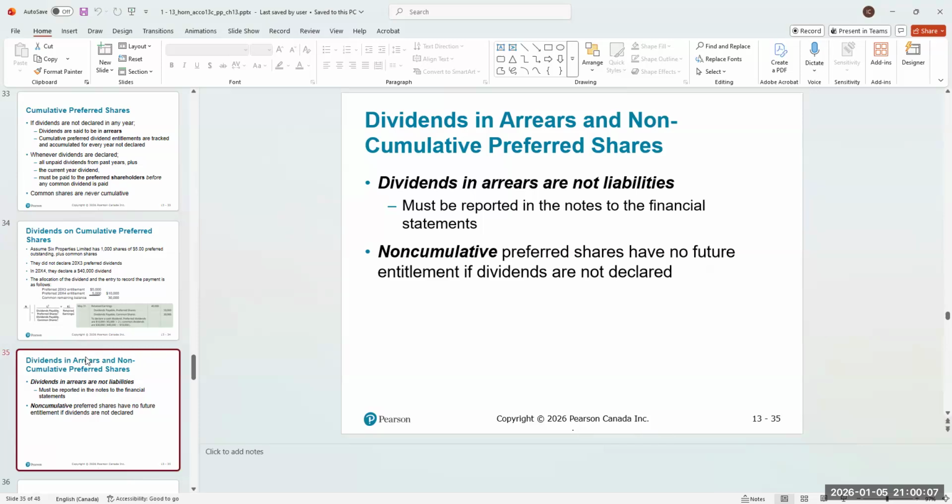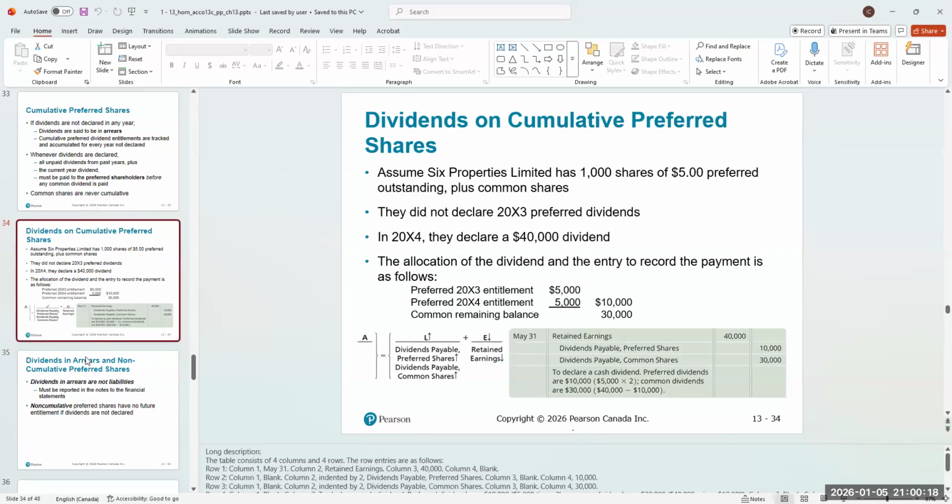If the preferred shares are non-cumulative, then we don't have to worry about it. What that means is, in here they're getting 5,000 for 2023 because they're cumulative. But if they're not cumulative, for 2023 they're not going to get anything. So there will be only the dividend for the current year, 5,000, and the 35,000 is going to go to the common shares.